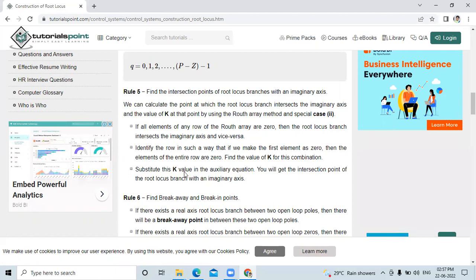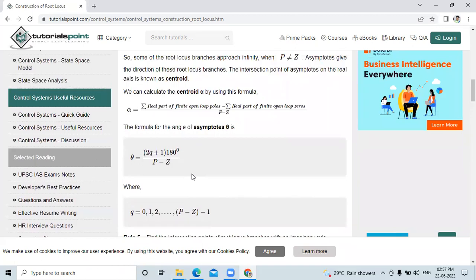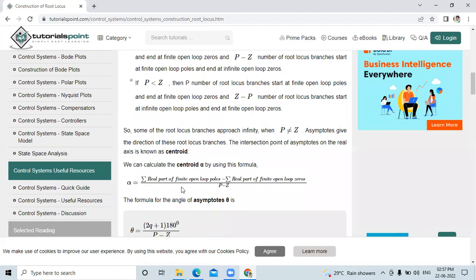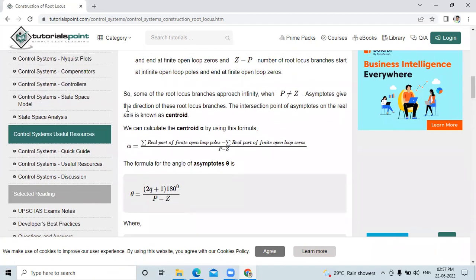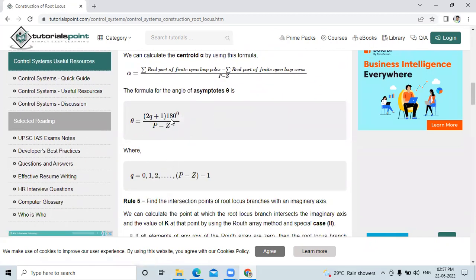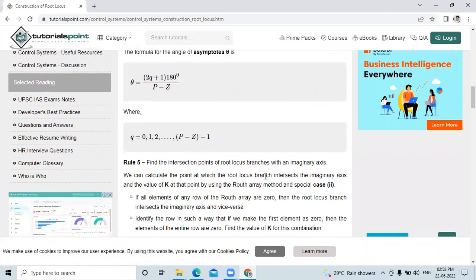First, they have asked in the question for centroid and asymptotes. Write this: the centroid, the formula and the asymptote. Asymptotes give the direction of the root locus branches. You need to write that down, and you need to write the formula. And the centroid: the intersection point of asymptotes on the real axis is known as the centroid. Then you write down the formula for that.